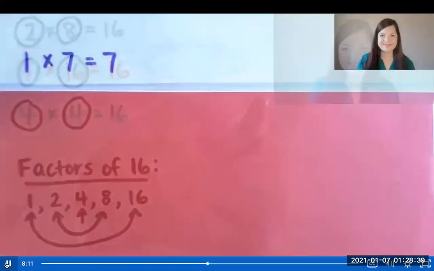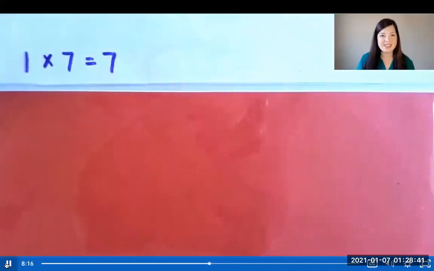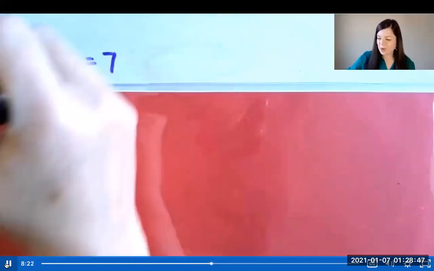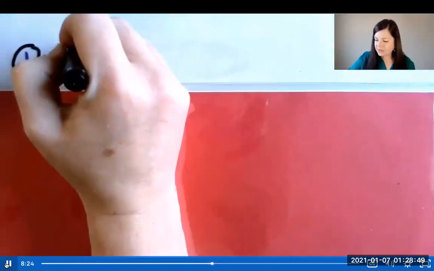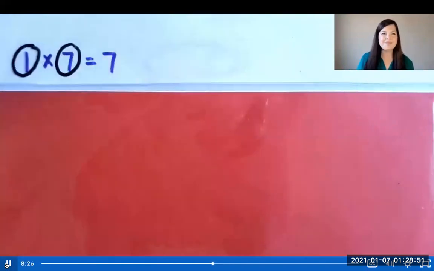Let's try another one. Read the equation. 1 times 7 equals 7. What's the product? 7 is the product. And what are the factors? 1 and 7 are the factors. Pause the video and see if you can find another factor pair with a product of 7. So what did you find? Were you actually able to find another factor pair that gives us a product of 7?